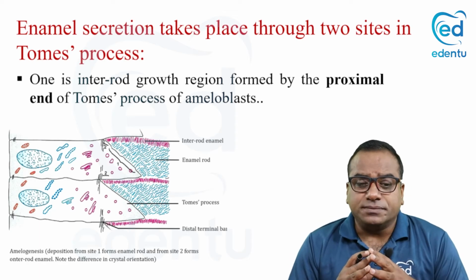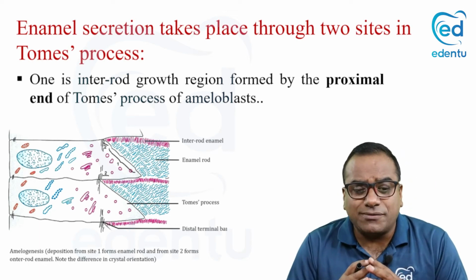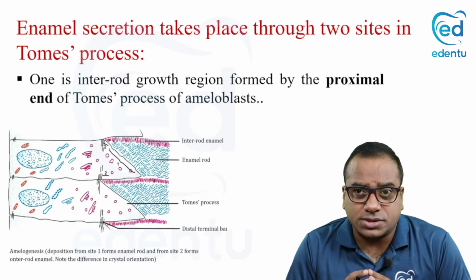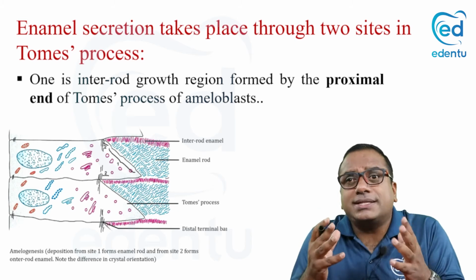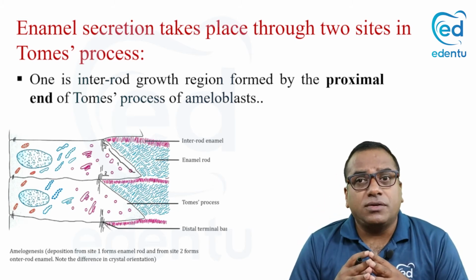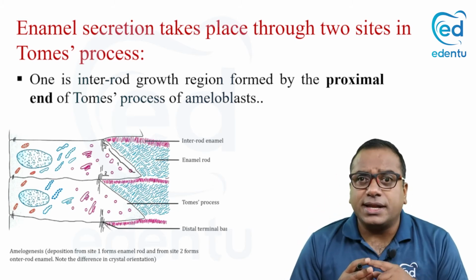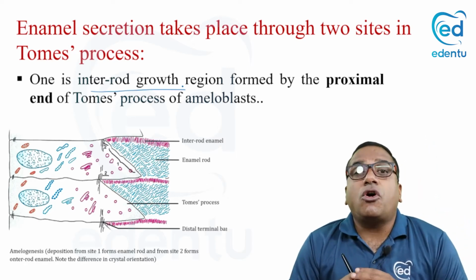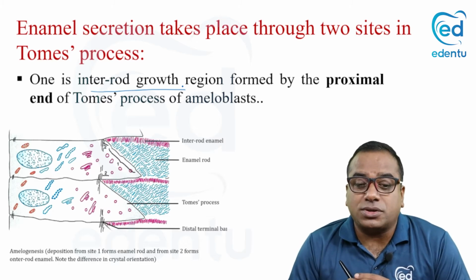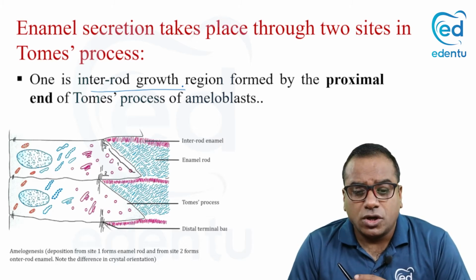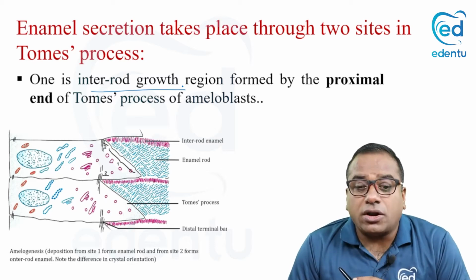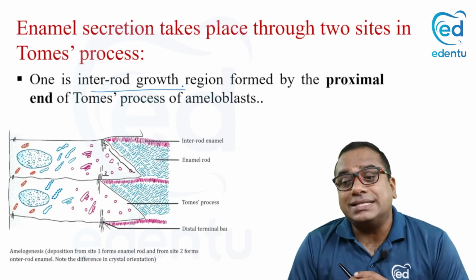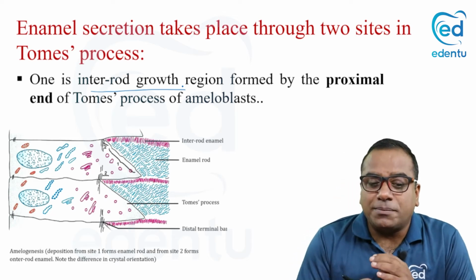Now, enamel secretion. Once the Toomes' process is developed, enamel secretion takes place through two sites in the Toomes' process. So there are two gates. From two places this enamel secretion will form. The first one is interrod growth region, formed by the proximal end of Toomes' process of the ameloblast, and this site is located adjacent to distal terminal bars.